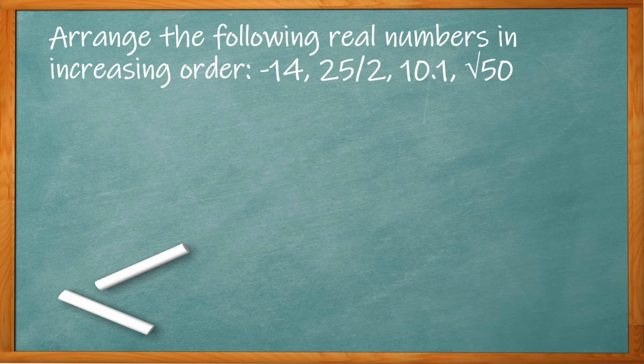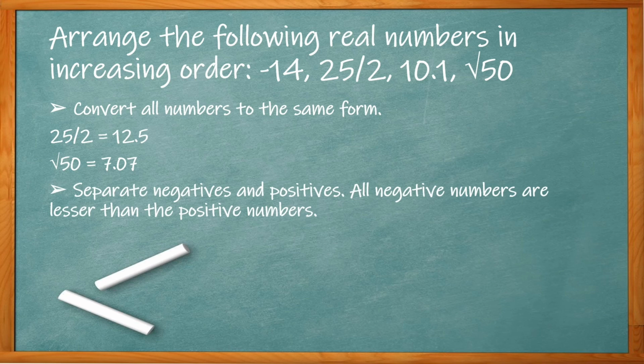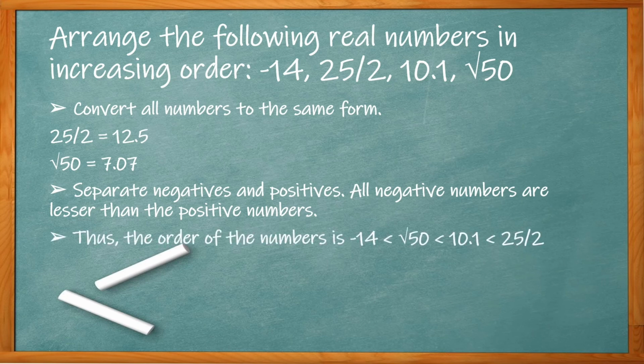Let us arrange the following real numbers in increasing order. -14, 25 over 2, 10.1, and square root of 50. The first step that we have to do is to convert all numbers to the same form. 25 over 2 is equal to 12.5. Square root of 50 is equal to 7.07. Next step, we will separate negatives and positives. All negatives are lesser than the positive numbers. Thus, the order of the numbers is -14, square root of 50, 10.1, and 25 over 2.